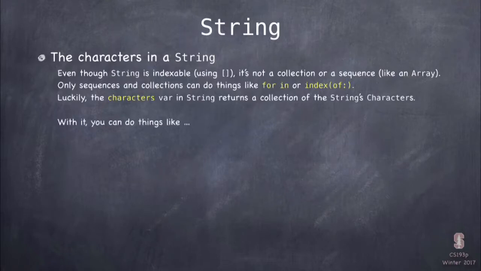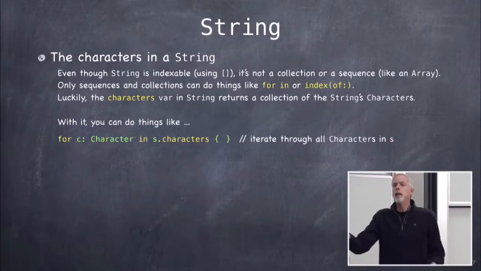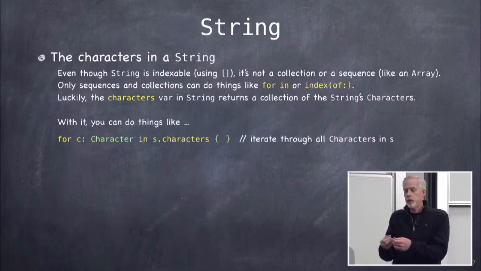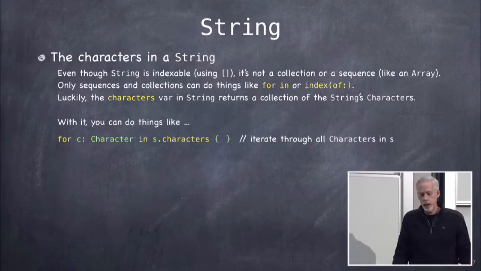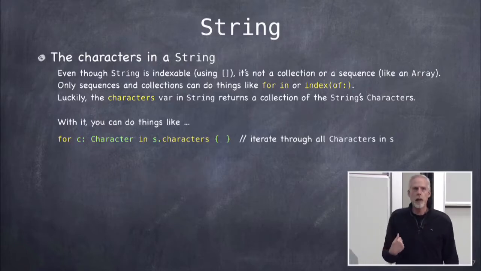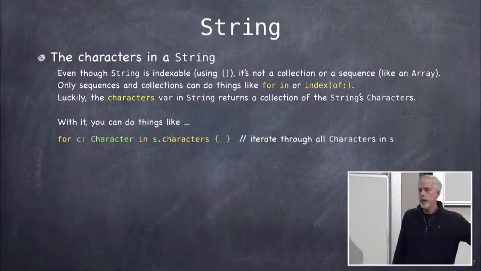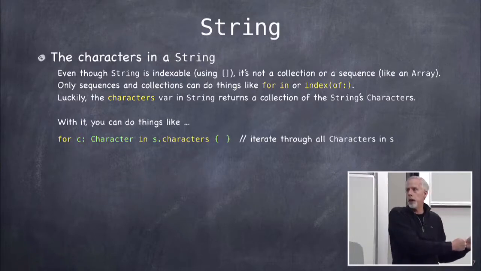So we want basically something that is a collection of characters. A string is not a collection of characters, so you can't do for in, for example, on it. You can't even say index of. Index of is this great thing where if you have a collection of things, you can say, give me the index of this thing in there. You can't even do that with a string because it's not a collection. Luckily, string has a var which will give you a collection of its characters. And not only is it going to give you a collection of its characters that you can for in over and do index of, but the string indexes you get from that collection will match what's in the string.